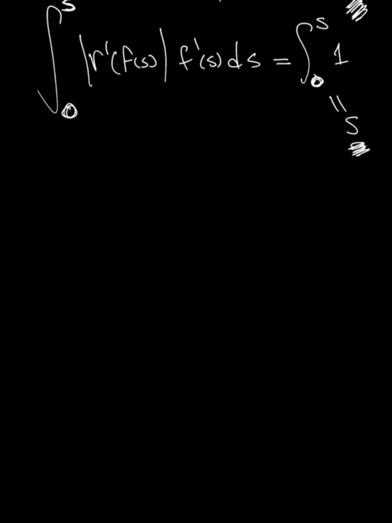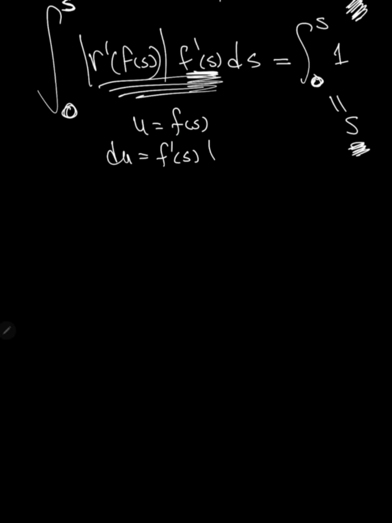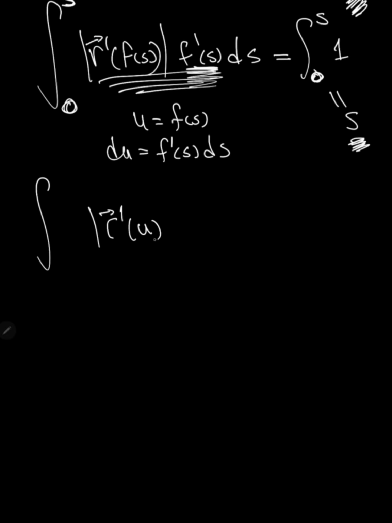Now, this left-hand side looks kind of nasty. But actually, this F prime of S is really great because I can do u substitution with it. U equals F of S tells me du is F prime of S dS. So when I do this u substitution, that F prime just goes away. This is just r prime of u, with an arrow on top, where u is equal to F of S, du. What are the limits of integration? 0 and F of S.